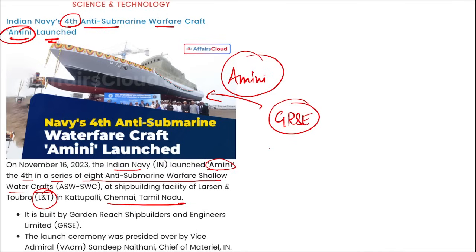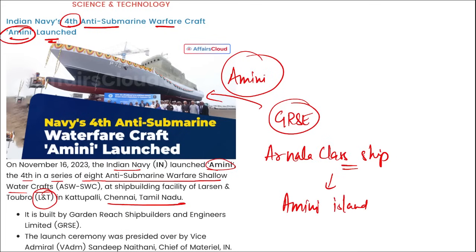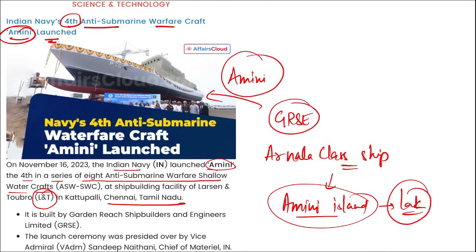Then this Amini, this is an Arnala class ship, and this is named after Amini Island. Where is this Amini Island? Amini Island is in Lakshadweep, and due to its strategic significance, this anti-submarine warfare craft ship was named Amini after the island, Amini Island, that is in Lakshadweep.